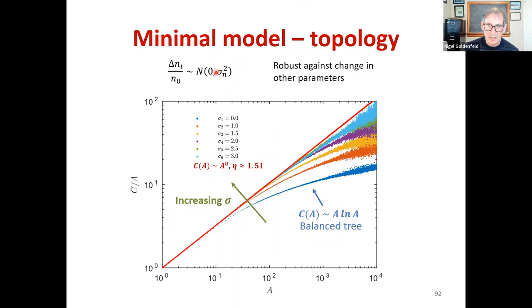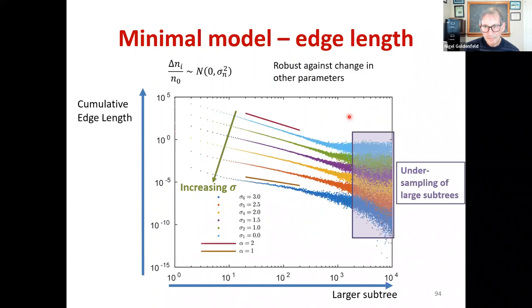And what you can see happening is that as I start off with small sigma, C as a function of A, plotted over here, follows a curve that looks like this. This is a balanced tree. This is scaling as A log A. And as I increase sigma, what happens is you tend towards this line here, which has an exponent of about 1.51, something like this.